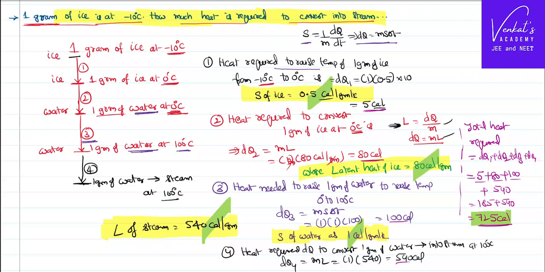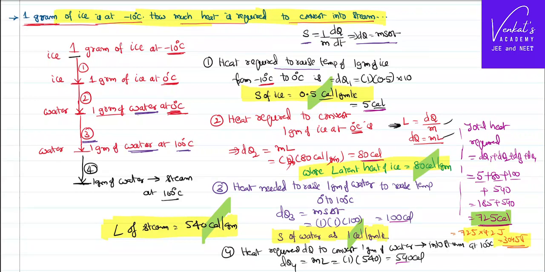Suppose you want the answer in joules, you can say that 725 into 4.2 joules per calorie becomes approximately 3045 joules. Anything is okay. You can use any of these answers depending on what your question asks. Options are available for you.